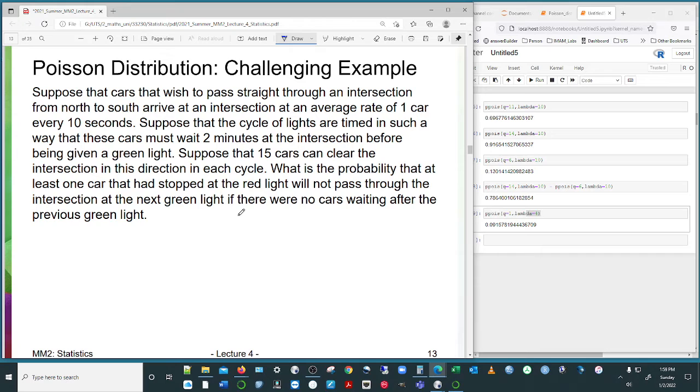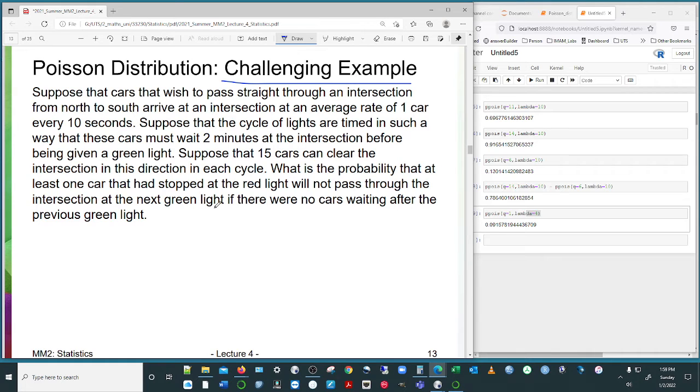Suppose the cars wish to pass straight through an intersection from north to south. So this is a challenging example. Again, don't worry about it. It's not going to be on the exam. Cars from north to south arrive at an intersection at an average rate of 1 car every 10 seconds. Suppose the cycle of lights are timed in such a way that these cars must wait 2 minutes at the intersection before being given a green light.